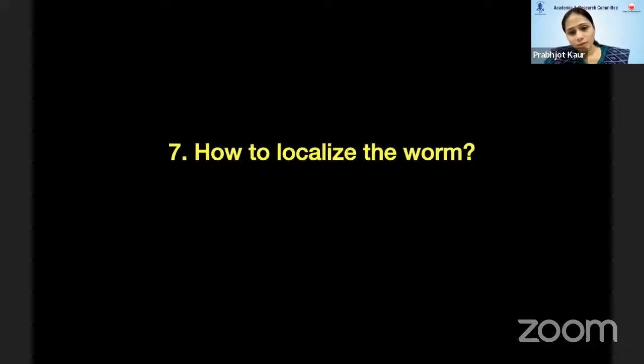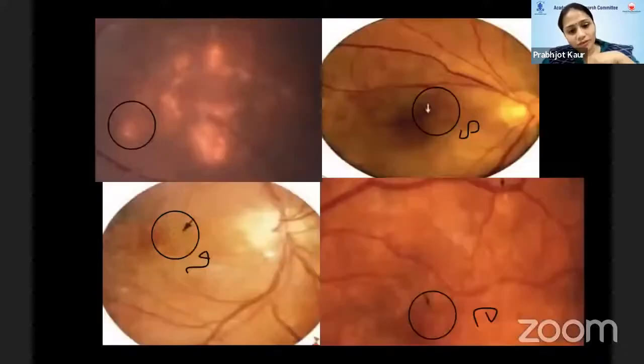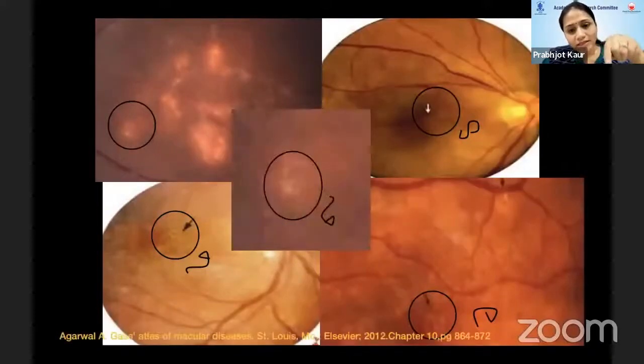How to localize the worm? Now, identifying the worm is difficult. They're usually seen in the vicinity of the lesions. They are usually seen in a 6 or 9 number configuration, if one can appreciate how the worm gets one end curled on itself, giving it a 6 or 9 number configuration.